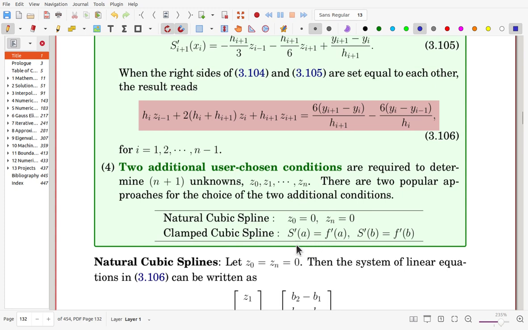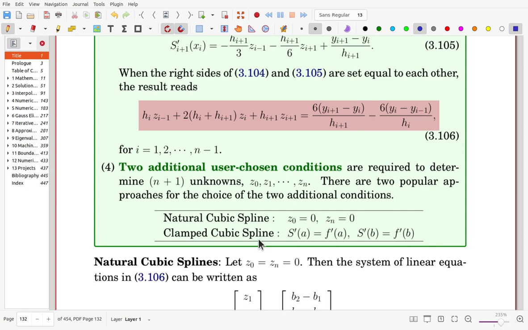If we know the slope values at the left endpoint and right endpoint, then we can use these slope values. In this case, the cubic spline is clamped, so here we have a clamped cubic spline.